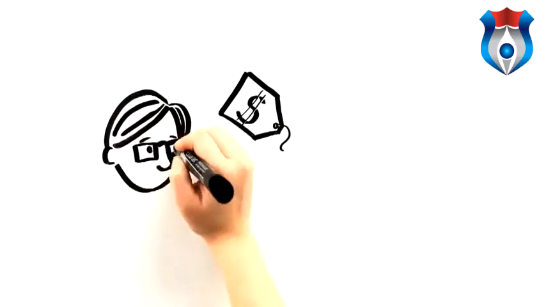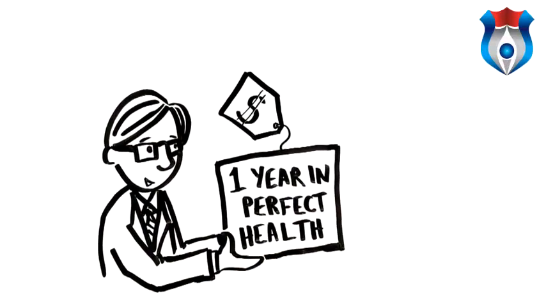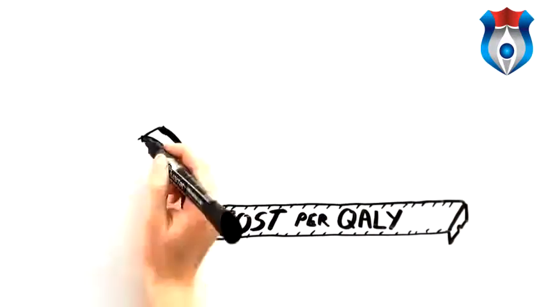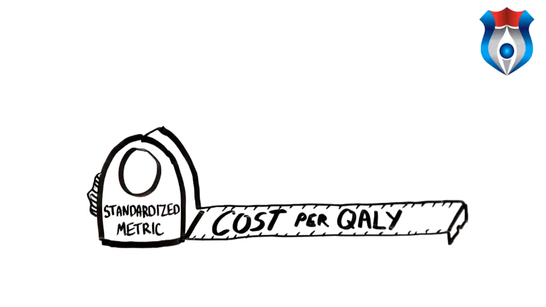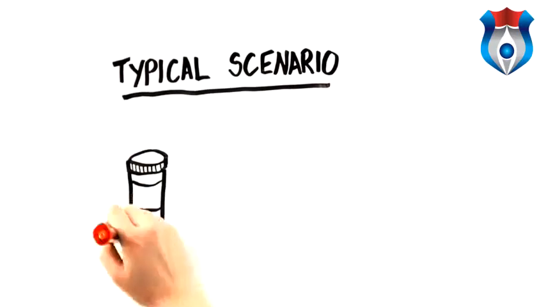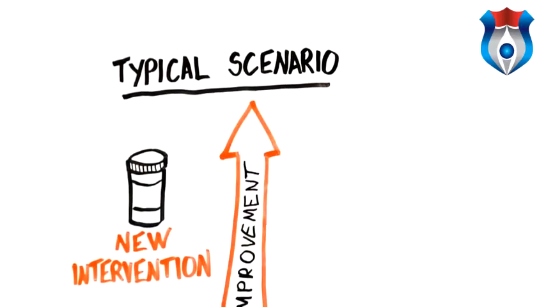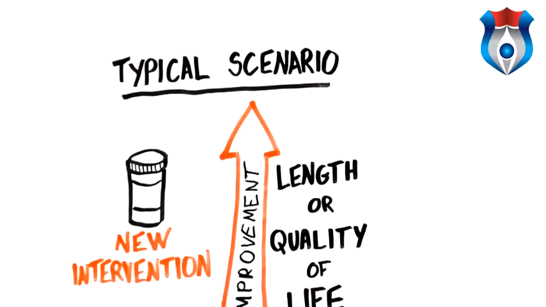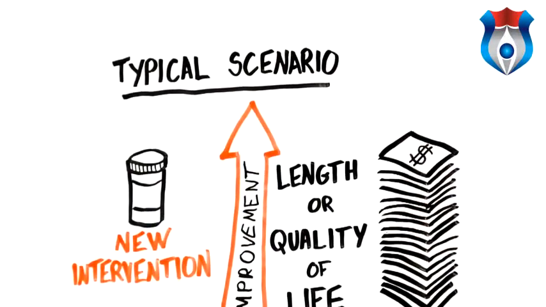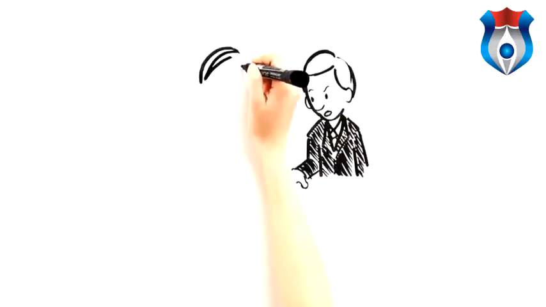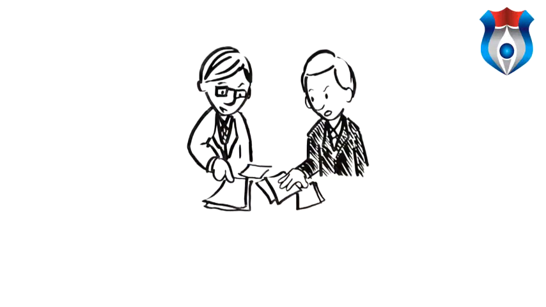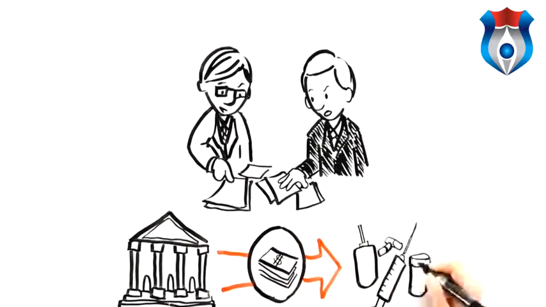Once we have determined the costs, we can then calculate the cost per QALY, or how much it costs us to gain the equivalent of a year in perfect health for a patient. This cost per QALY becomes a standardized metric to evaluate new interventions. The typical scenario is that a new intervention provides an improvement in either the length or quality of life, but costs money. Then health economists and doctors argue it out as to whether the government should pay for the intervention.